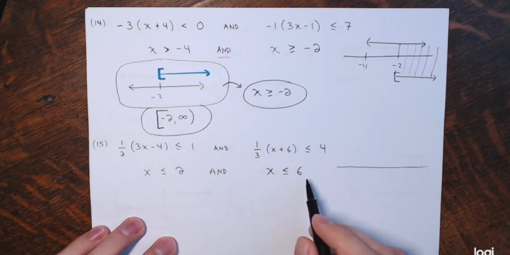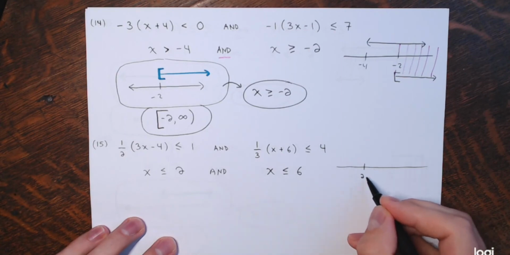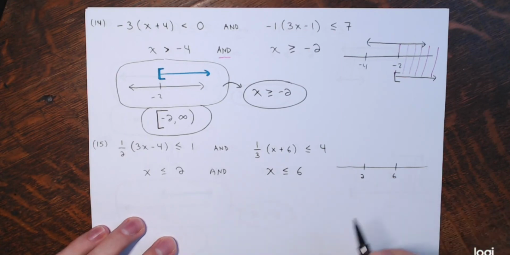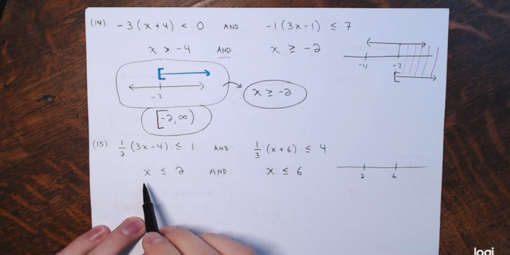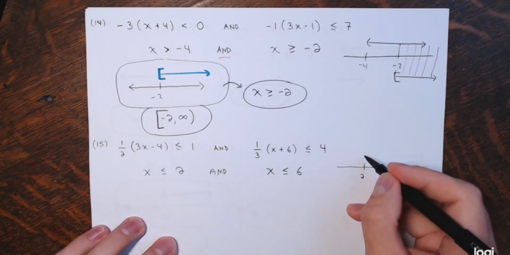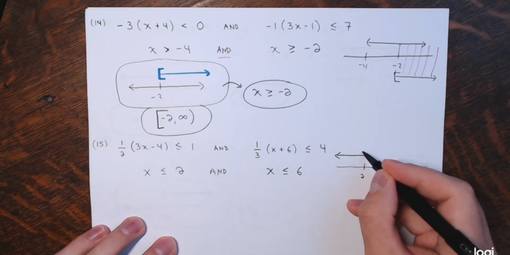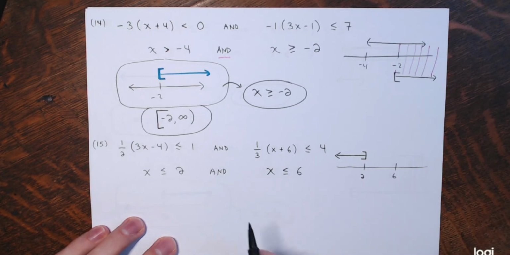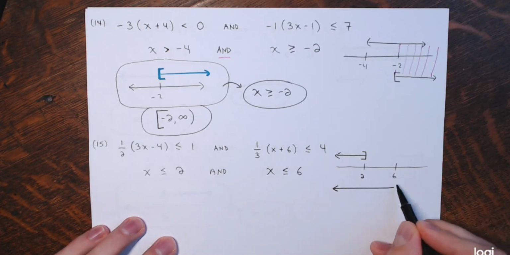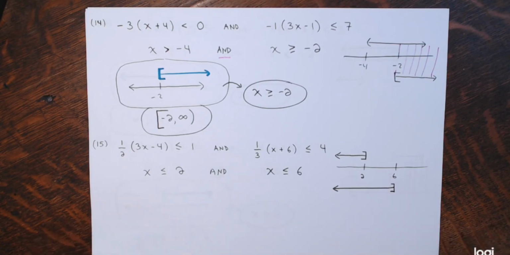The numbers mentioned in both of these are 2 and 6, right? And 2 would be to the left of 6. X is less than or equal to 2 would look like this, right? All these numbers here on top. X is less than or equal to 6 would look like this, all these numbers on the bottom here. And we're looking for overlap. Again, the connecting word is and, right? We're looking for the numbers that satisfy both inequalities.